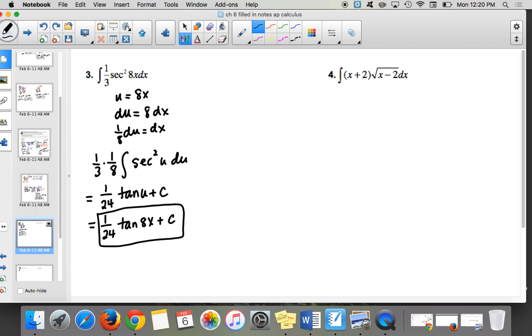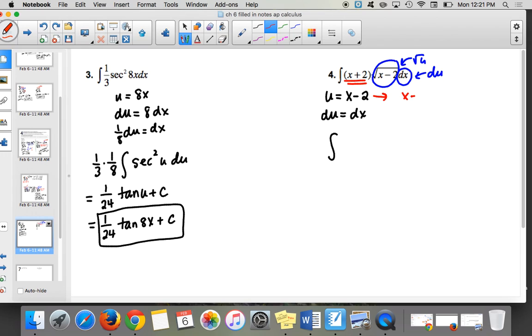All right, and then number 4 is one of those where you have to get the x by itself. So let's set up our u. What do you guys think u is for number 4? x minus 2. du is just dx. So as we start to replace, we're like, okay, this part is good. We have square root of u there. This part is good. That's just du. And then we're like, uh-oh, x plus 2. Okay, not a big deal.